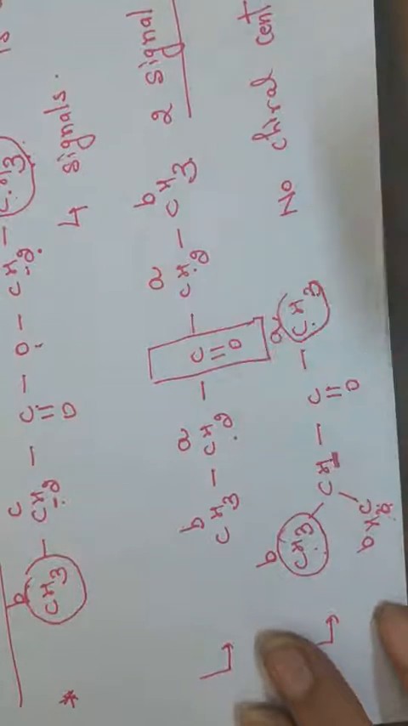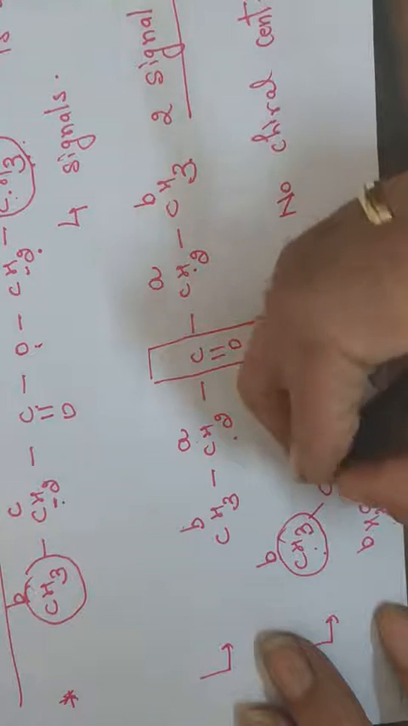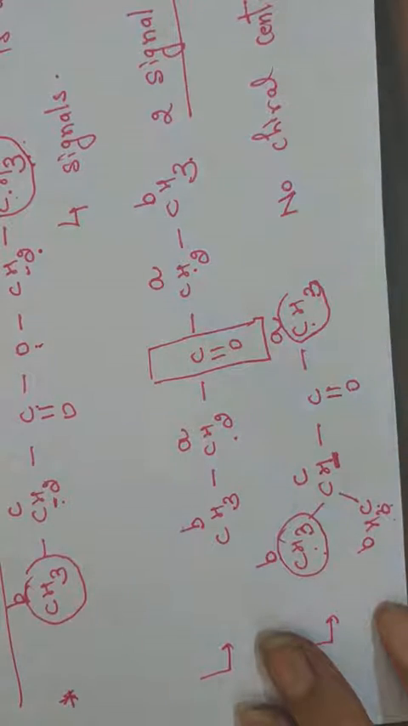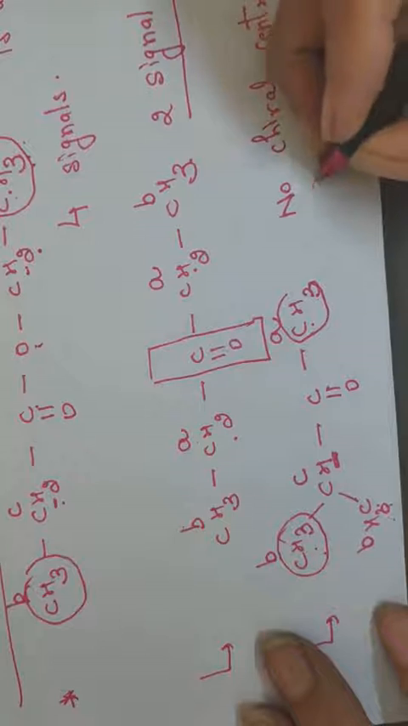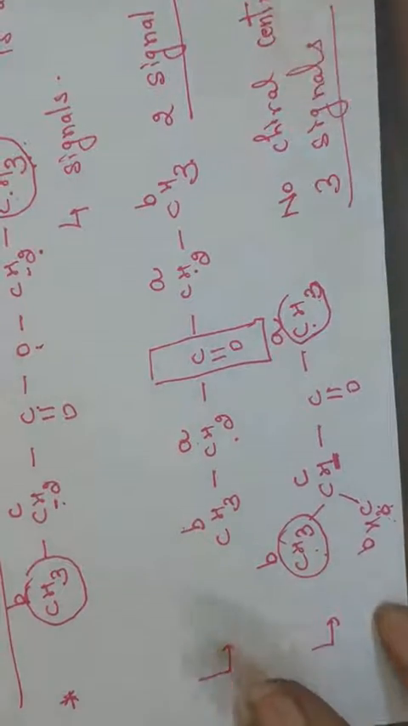And this proton is different from all others because the chemical environment of this proton is different. So this will be C. How many signals will you observe in the NMR spectrum? 3 signals.